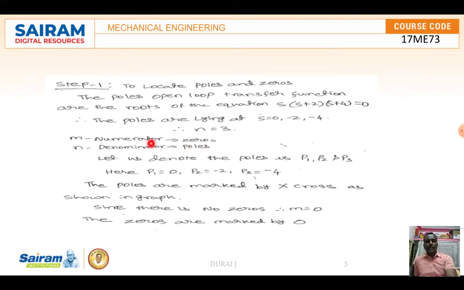Then m is the number of zeros. There are no s terms in the numerator, so m is equal to 0 over here. The poles are p1 equal to 0, p2 equal to minus 2, p3 equal to minus 4. So there are 3 poles, so n is equal to 3. So this is the first step.